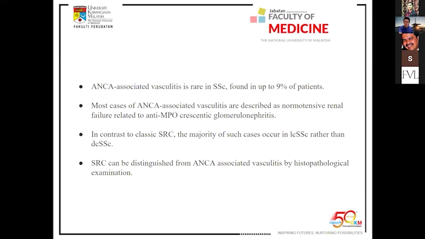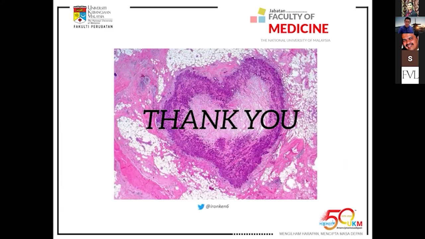These are the points for you to differentiate whether it's ANCA or SRC. If it's normotensive, maybe it's ANCA. If the ANCA level comes back positive, then maybe it's ANCA. Or if the patient has limited cutaneous systemic sclerosis to begin with, then maybe it's not SRC. But of course, if you can have a renal biopsy, that would be the best way to distinguish between SRC and ANCA-associated vasculitis. Okay, I think that's my last slide, and thank you.